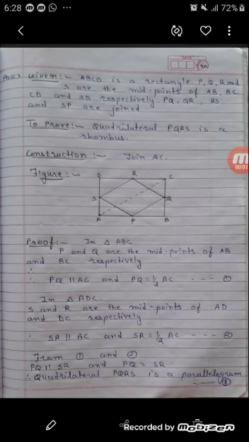Now in proof, in triangle ABC, P and Q are midpoints of AB and BC respectively. So by midpoint theorem we can write PQ parallel AC and PQ is equal to 1/2 AC. This is number 1. Now in triangle ADC, S and R are the midpoints of AD and DC respectively.